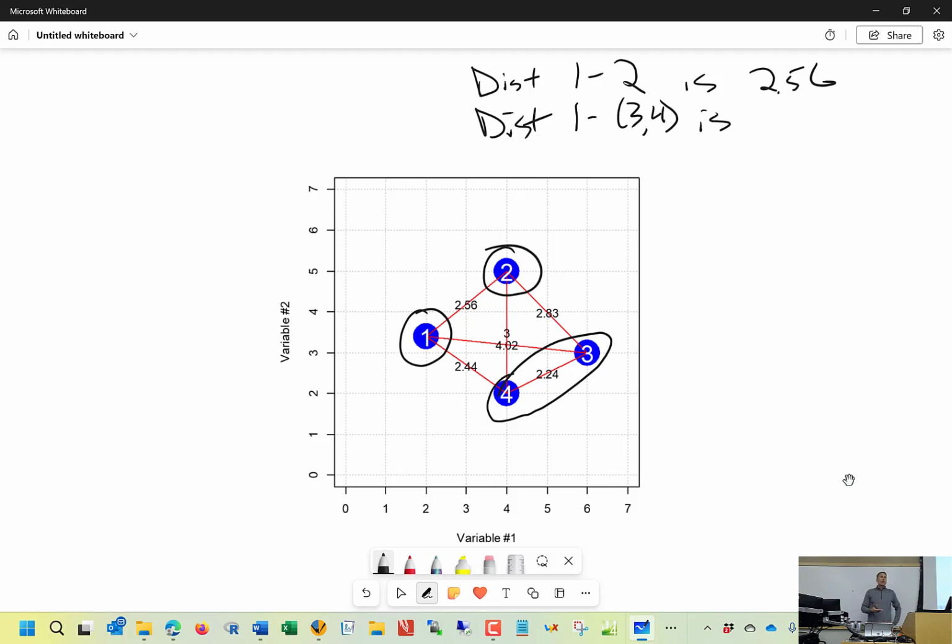This is where the name furthest neighbor comes into play. I look at the distance between 1 and 3. I look at the distance between 1 and 4. The distance between 1 and 3 is the largest. So I'm going to define the distance between the cluster that has just observation 1 in it and the cluster that has observations 3 and 4 in it as 4.02. With nearest neighbor, I would have defined that distance to be 2.44.